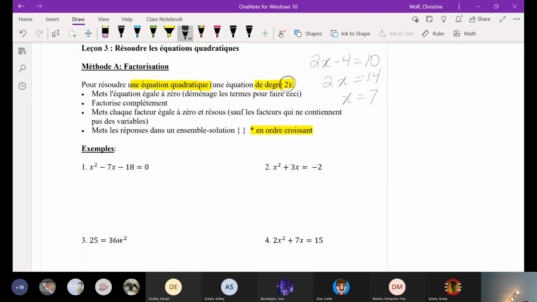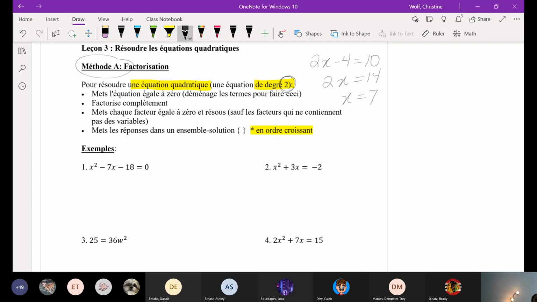OK? Et il y a plusieurs méthodes de résoudre une équation comme ça. Et aujourd'hui, on fait méthode A. We're doing method 1 of 3 today. OK? We're doing one method at a time. So, méthode A, pour résoudre une équation quadratique, c'est la factorisation, factoring it. So, that's why we did a review of factoring, okay?